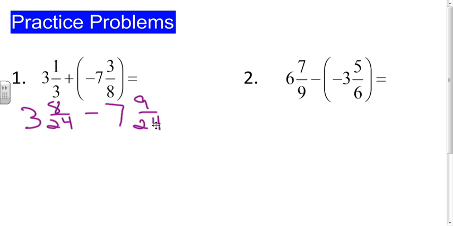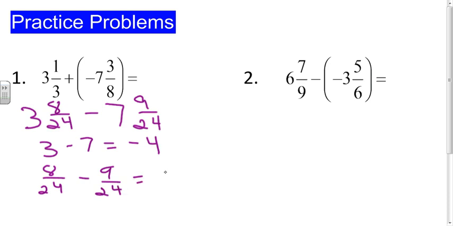Okay, so then I'm going to take my whole numbers. 3 minus 7, that's a negative 4. 8 24ths minus 9 24ths, that's a negative 1 24th. Well, what am I going to get when I subtract negative 4 minus 1 24th? The answer is going to be a negative 4 and 1 24th.